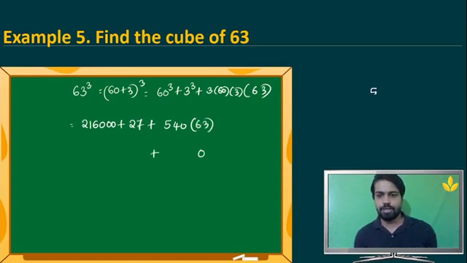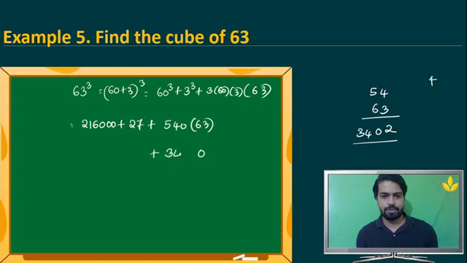I'm going to multiply it as 54 into 63. So 4 3s are 12, carry is 1. 5 3s are 15, plus 1 is 16. 16 plus 24 is 40, carry is 4 now. 5 6s are 30, 30 plus 4 is 34. So this will be 34,020. And this is 27. And this is 2,16,000.